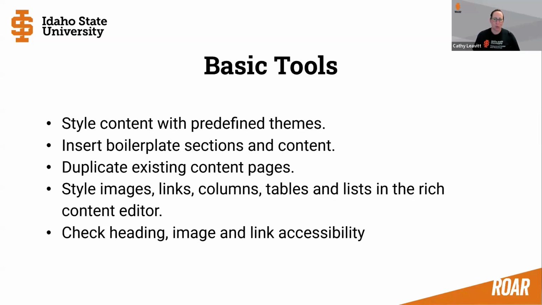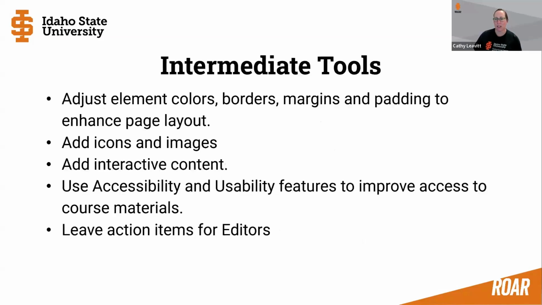There is a section where it helps you add style to images, links, columns, tables, and lists, and it's all in a rich text editor, which makes it easy to use. Along the way, it gives you a warning because it's checking images, headings, and links for accessibility. So you'll notice if there's a problem, a little number will show up in the top. And then with the more advanced intermediate tools, you can go in and fix those.